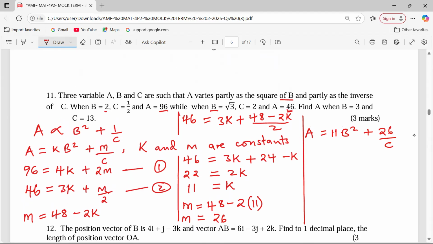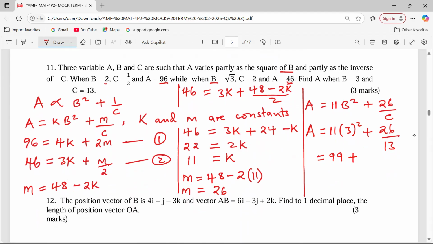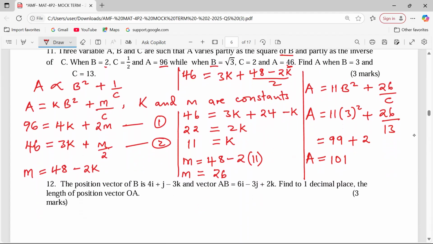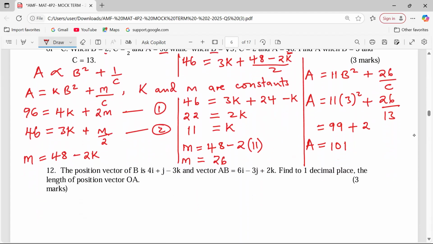So we are advised to find a when the value of b is 3. So 11 by 3 squared plus 26 out of 13. This is going to be 99 because of 11 multiplied by 9 after squaring the 3, plus, what is 26 over 13? 2. So I'm getting the value of a as 101. A equals 101. That is called partial variations.